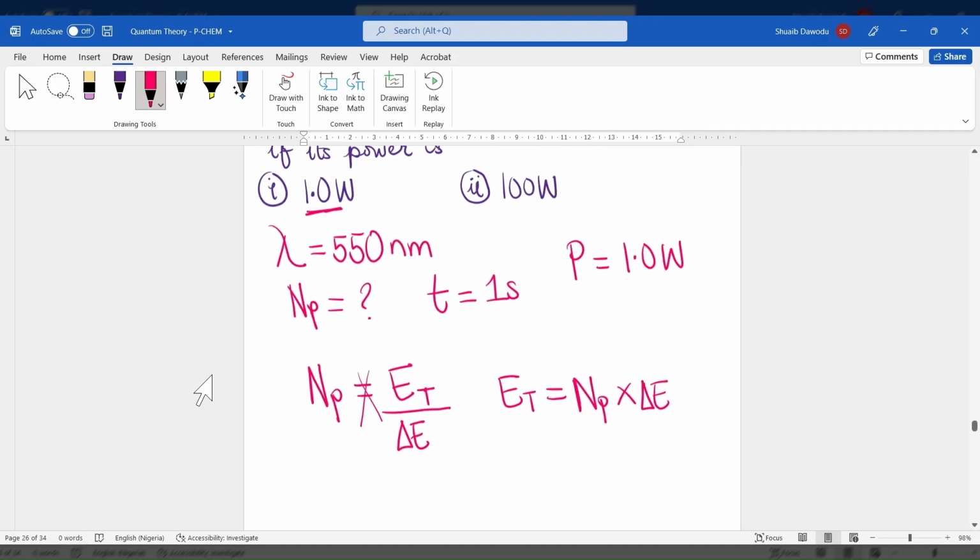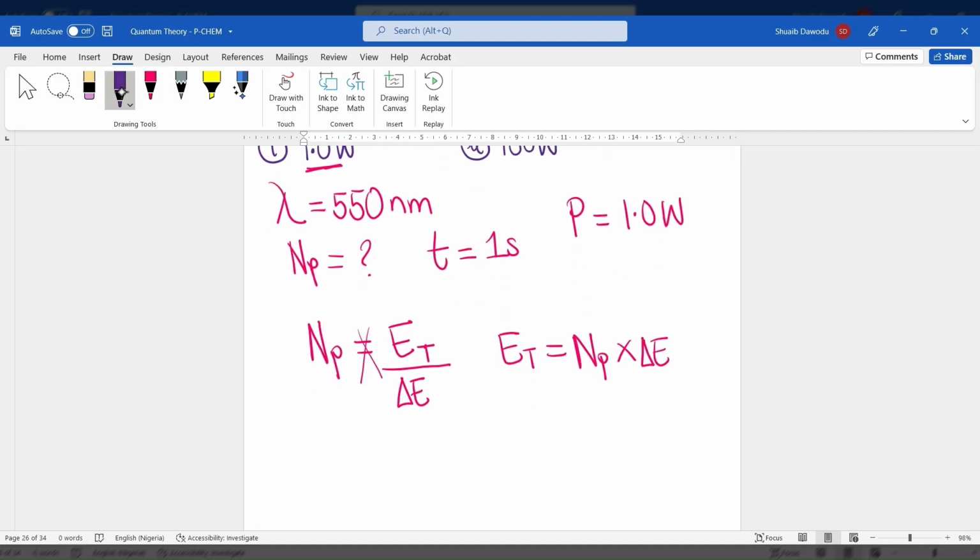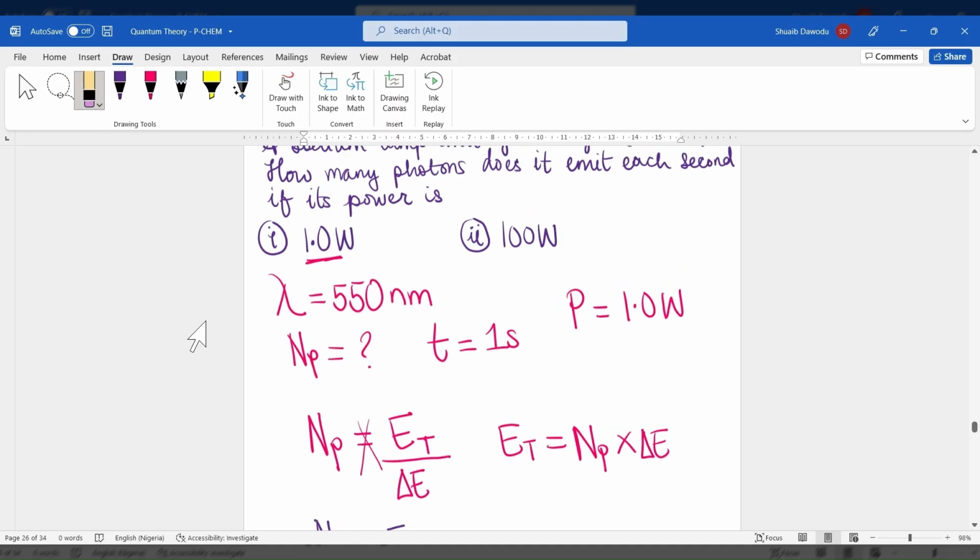So when we have this, we know that we're going to need to determine the energy of each photon. And we're also supposed to determine the total energy of the photons that were emitted. So that's basically it. The number of photons is the total energy divided by the energy per photon, or energy of each photon. So that's it, right?